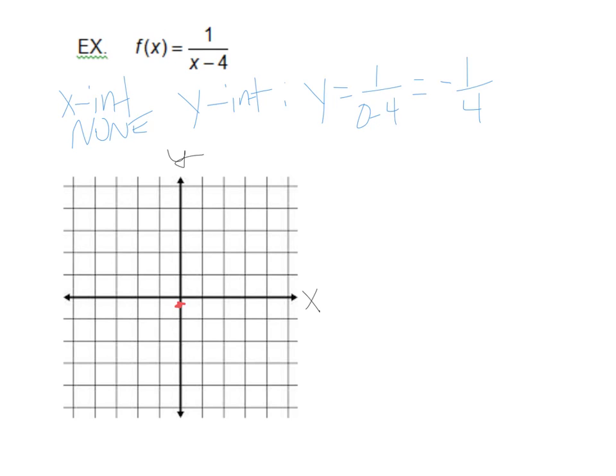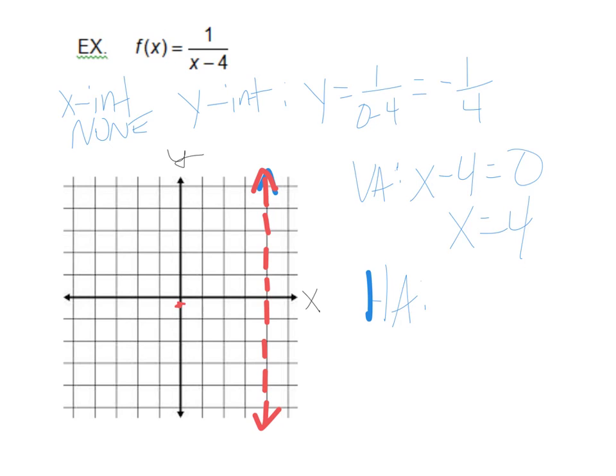The vertical asymptotes, we set the bottom equal to 0, x minus 4 equals 0. The asymptote is at x equals 4. So 1, 2, 3, 4, that would be right here. Oh, I wanted that to be red.